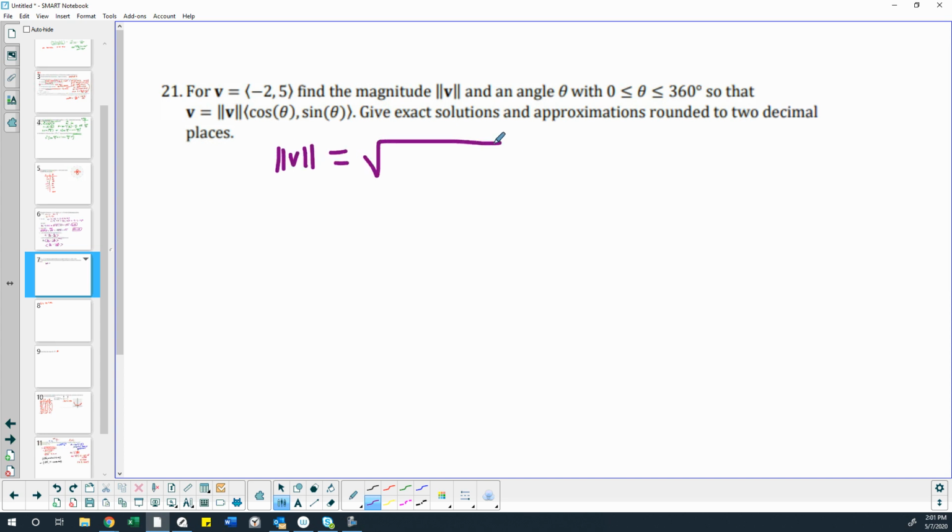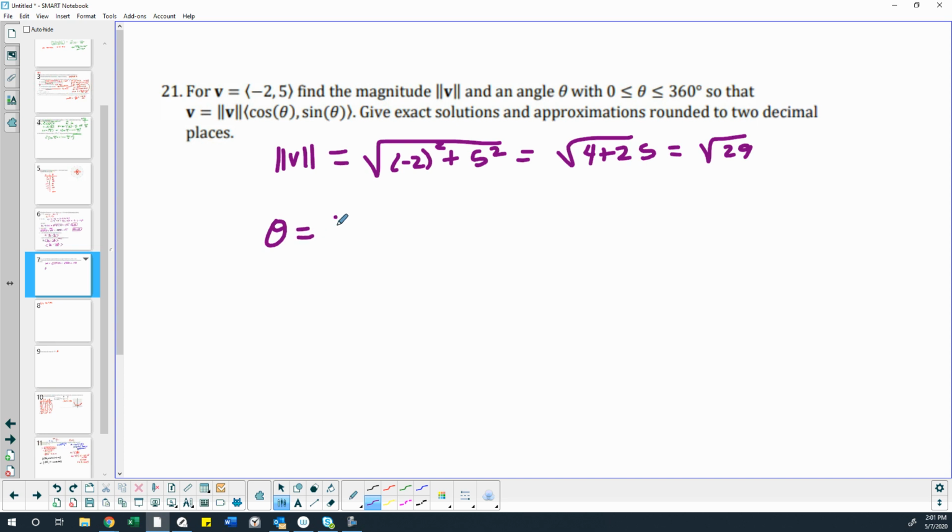That would be the square root of -2 squared plus 5 squared. So that would be the square root of 4 plus 25, which is the square root of 29. Oh, that's the same vector we were using on problem 19, wasn't it? And then we want to find the angle this time.